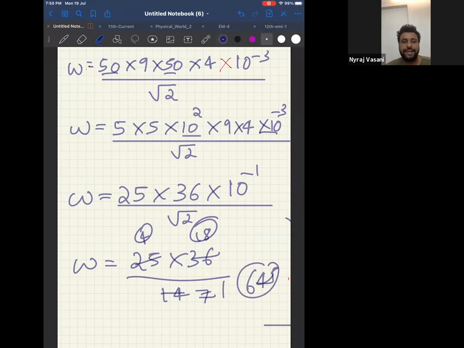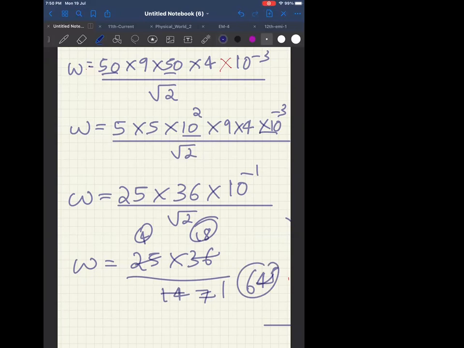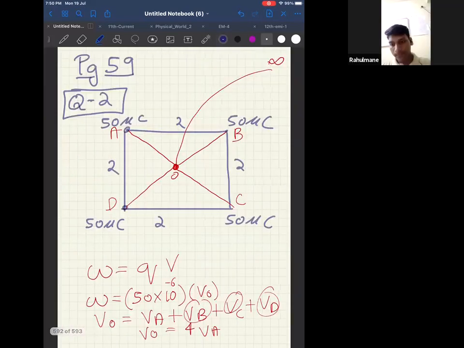$64 joule. Getting it? Yes, sir. Now, this becomes a lengthy question, but it's good to know a lengthy question because you are supposed to know the logic.